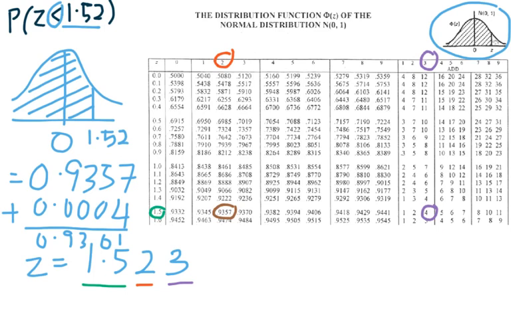Alright, so that's how you use the table to find the probability. So that is for the first question. Let us move on to the second question.